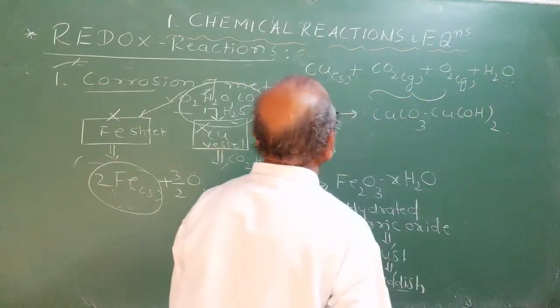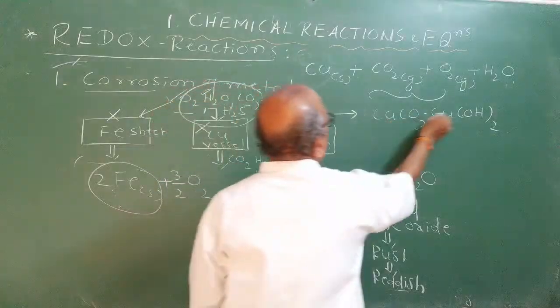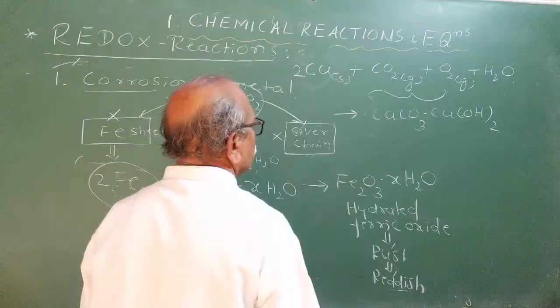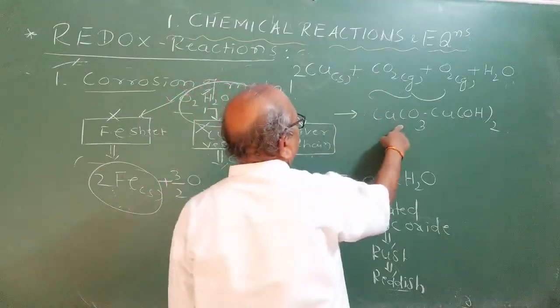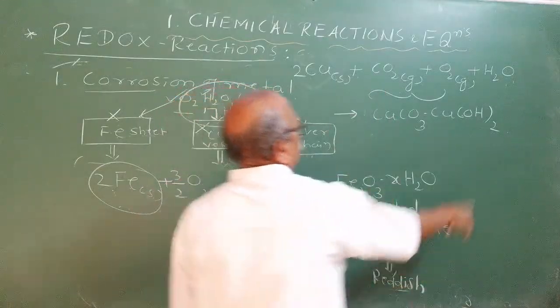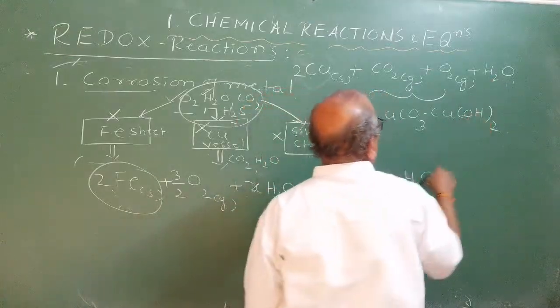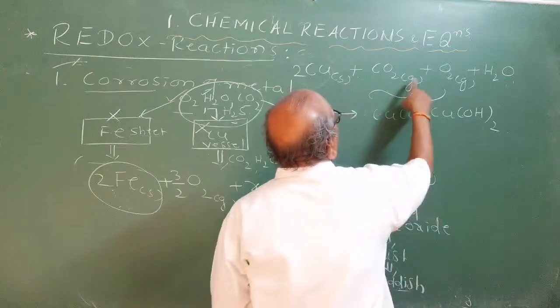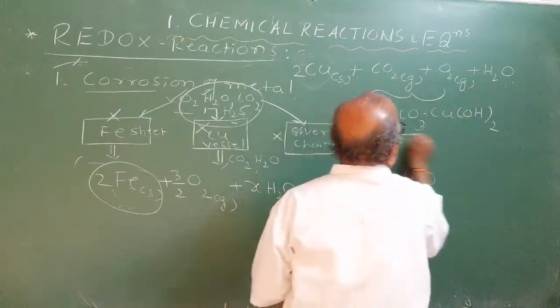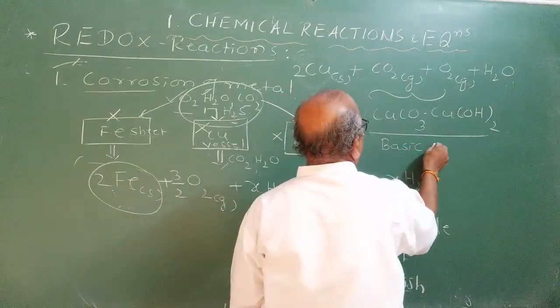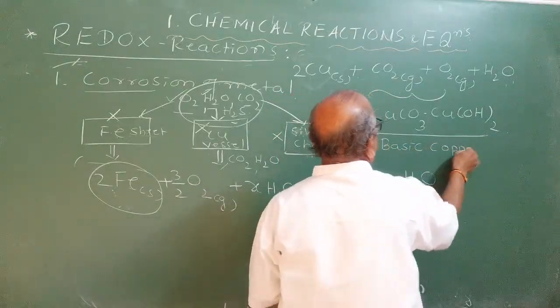CuCO3. There are 2 copper atoms, therefore you can take 2 Cu. There is 1 carbon atom, you can write 1 carbon atom. Oxygen atoms are 2, hydrogen atoms are 2, oxygen atoms are 3 plus 2, 5, 2 twos are 4, 4 plus 1, 5. This is called basic copper carbonate.